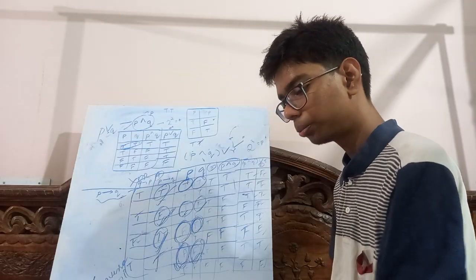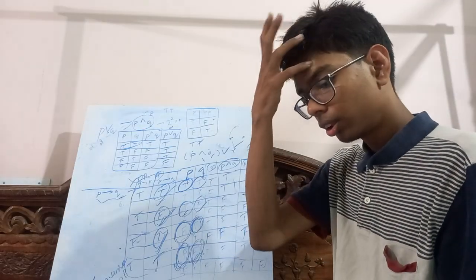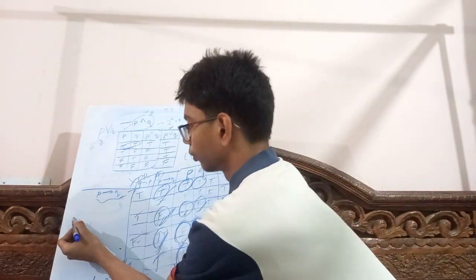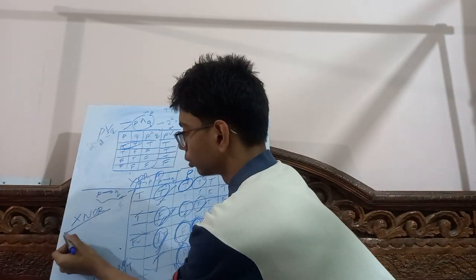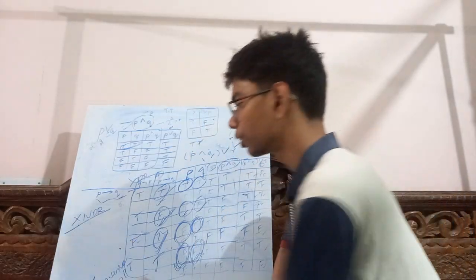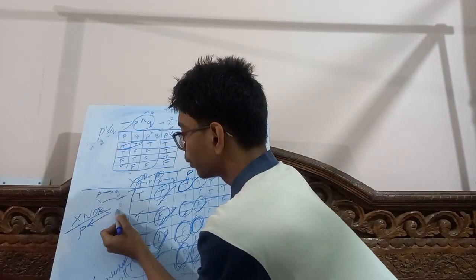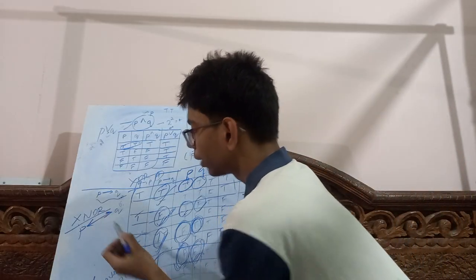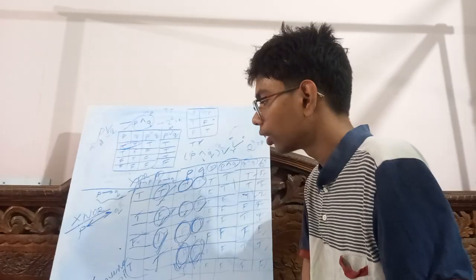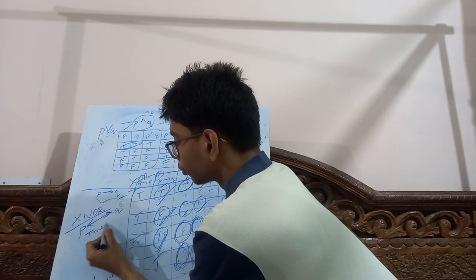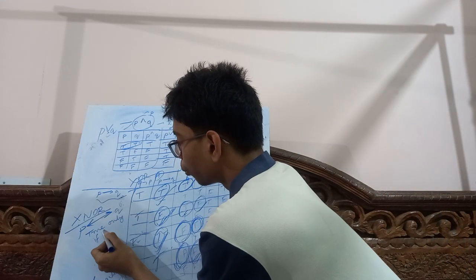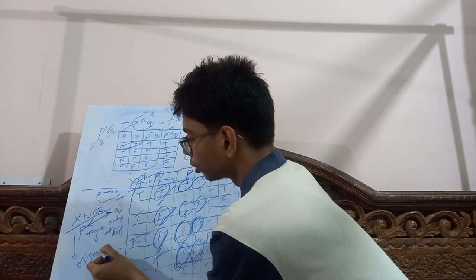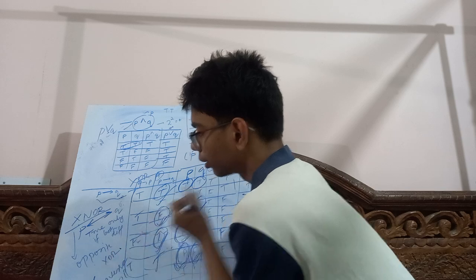Right now we will be discussing the biconditional statement, that is XNOR. The biconditional statement is denoted by P double arrow Q, I mean an arrow having a head in both directions, and it will give me true only if both are the same. So it is just the opposite of XOR, right?